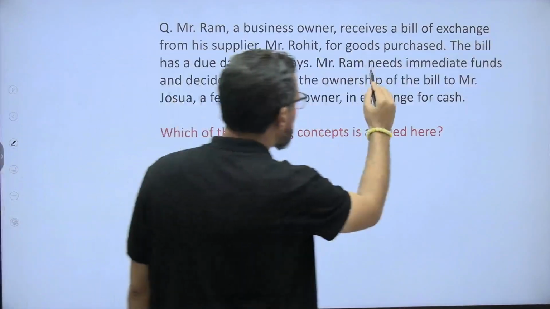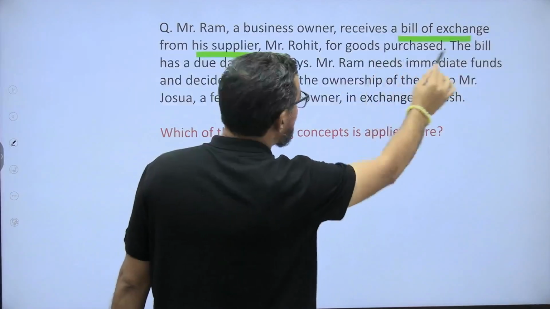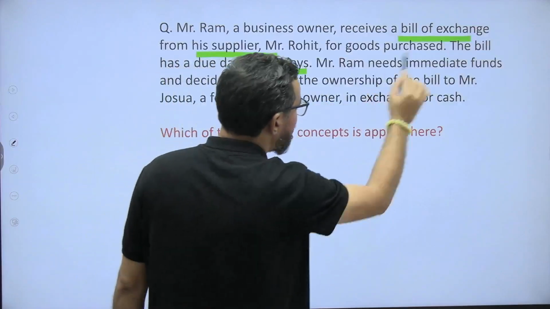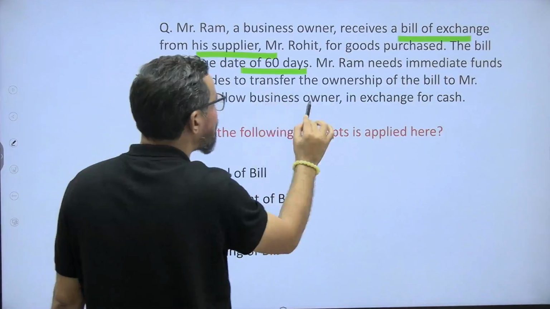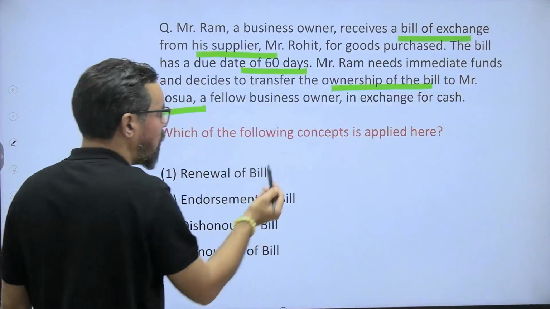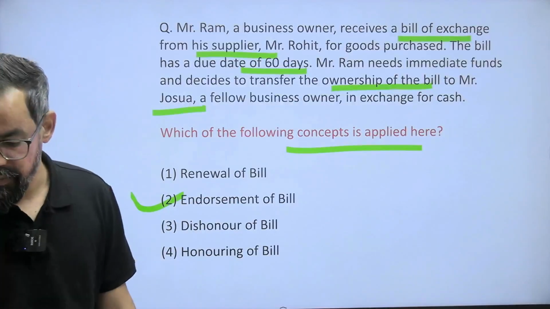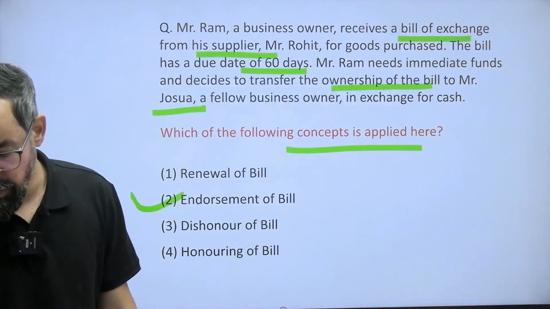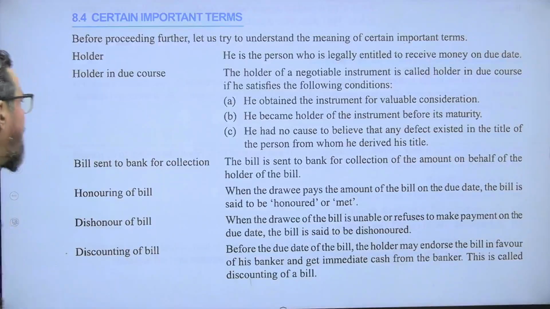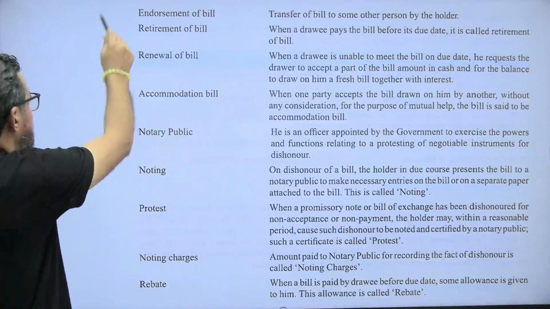Mr. Ram, a business owner, received a bill of exchange from his supplier Rohit for goods purchase. The bill has a due date of 60 days. Ram needs immediate funds and decides to transfer the ownership of the bill to Mr. Joshua. So it is called what? It is known as endorsement. Okay? Endorsement of bill means statement 2 will be the right answer for this particular one. So these were the exact terminologies which we have already discussed, without missing any single statement from this particular document, right?